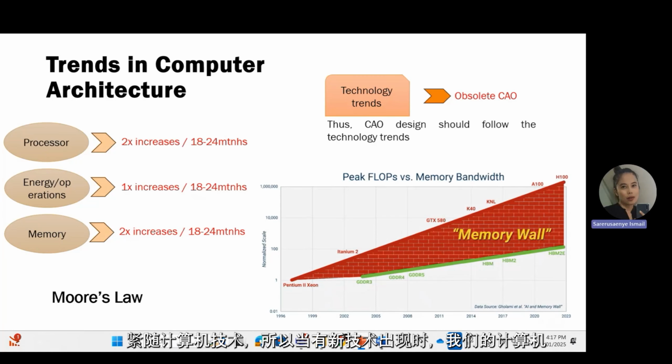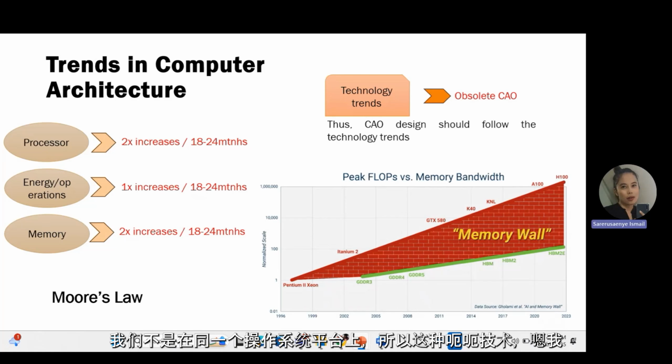So when there is new technology, definitely our computer architecture will become obsolete. Thus, the design of computer architecture, for the current or before, should follow technology trends. What are the technologies? For example, AI technologies. For example, we have cloud computing. Last time we didn't have cloud computing, and we had different platforms. We couldn't communicate if we were not on the same operating system platform. So this kind of technology.